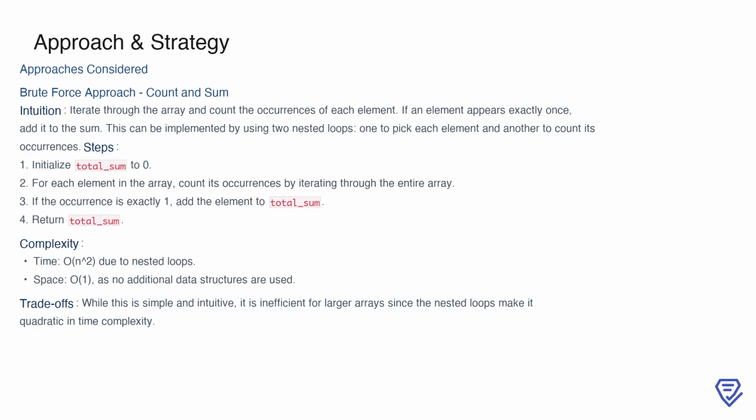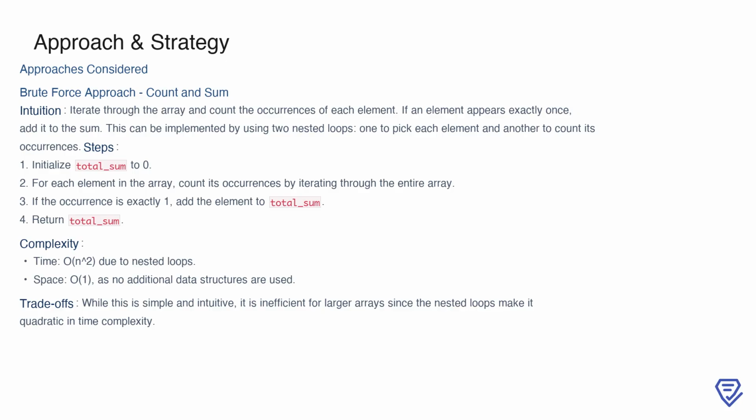For each element in the array, we count how many times it appears by iterating through the array again. If the element appears exactly once, we add it to our total sum. The steps are simple. Initialize a variable, total_sum, to 0, then for each element in the array, count its occurrences using a nested loop. When an element's count is 1, we include it in our sum, and finally, we return the resulting total.